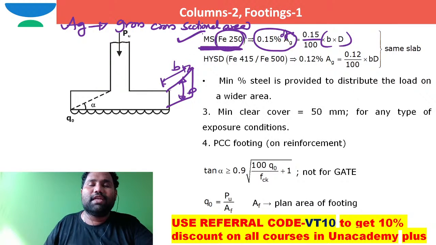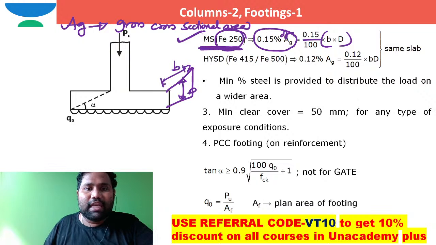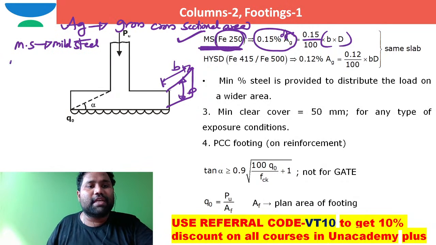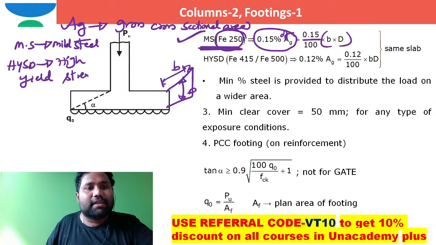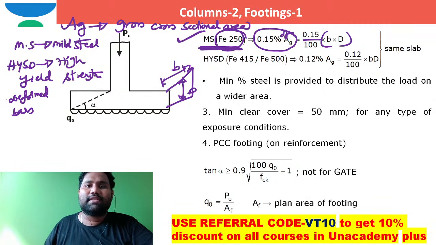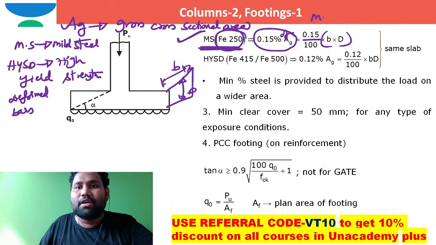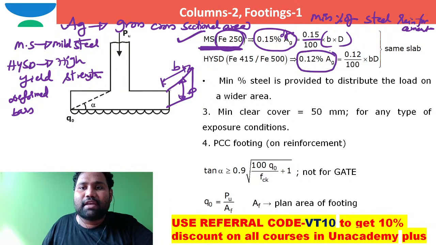This is the clause when we are using mild steel. MS stands for mild steel. Instead of mild steel, if the steel reinforcement used is HYSD bars, high yield strength deformed bars, in such case, the minimum percentage of steel reinforcement or nominal reinforcement is 0.12 percentage of gross cross section area. So I can write it as 0.12 by 100 into gross cross section area, which is B into D.